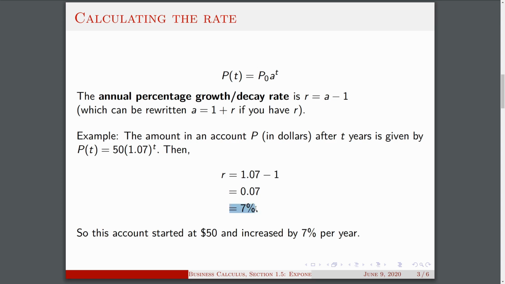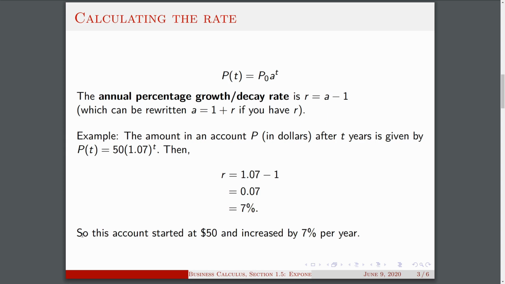And notice that 7%, that's a positive number, so this function is exponentially growing. It's increasing because we got a positive rate. Just like when you have linear functions, when the slope is positive, that means it's increasing, and when the slope is negative, that means it's decreasing.